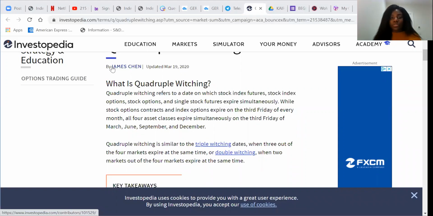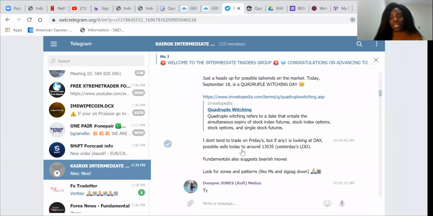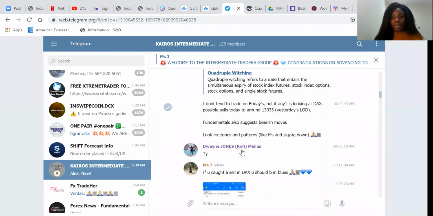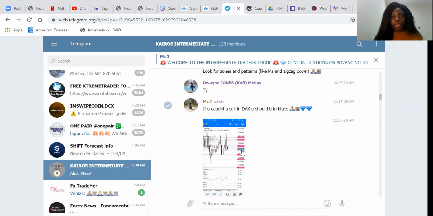Now, the quadruple witching for September took place on Friday, and so we were expecting a sell-off. If I go back to the chat, I said, I don't normally trade on Fridays, but if anyone's looking, possible sells today. Fundamentals suggest bearish moves, look for zones like M's and zigzag, all right?